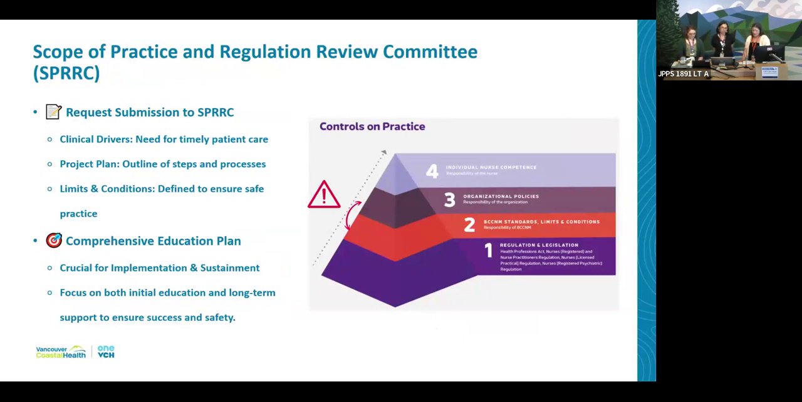Knowing that this change was incredibly important to point-of-care clinicians and was a step in delivering timely patient care, we submitted a request to SPRC outlining the clinical drivers, project plan, and the limits and conditions. Understanding that this would be a practice change, our team knew that a comprehensive education plan was crucial to the implementation and sustainment of this initiative.